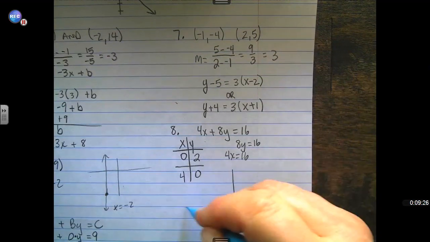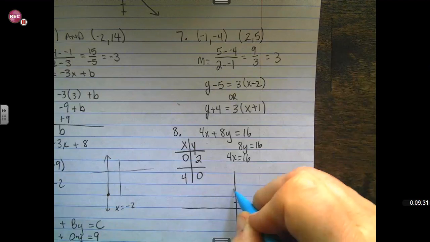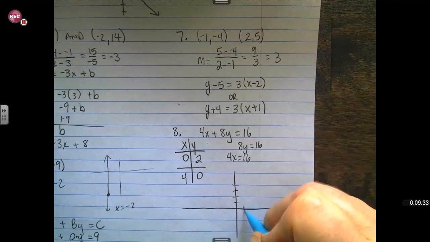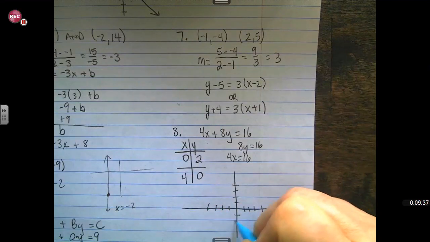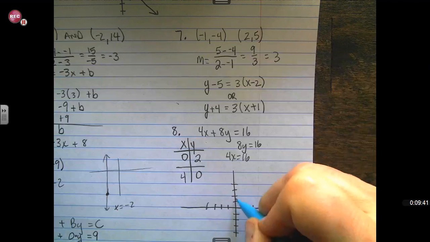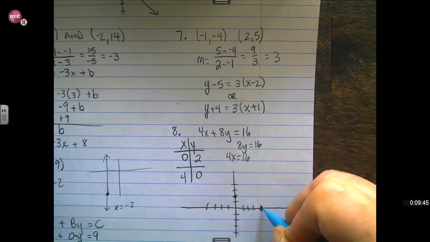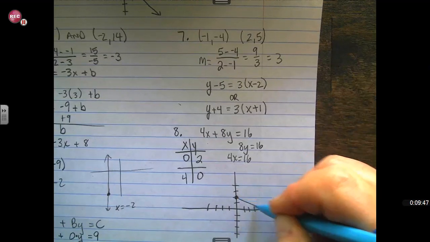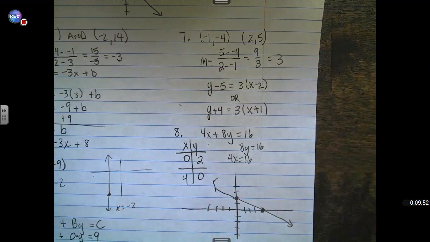So we plot those points. 1, 2, 3, 4. 1, 2, 3, 4. Showing off. I can count to 4. 0, 2 would be here, and 4, 0 would be over here. And drawing in that line, and there we go.